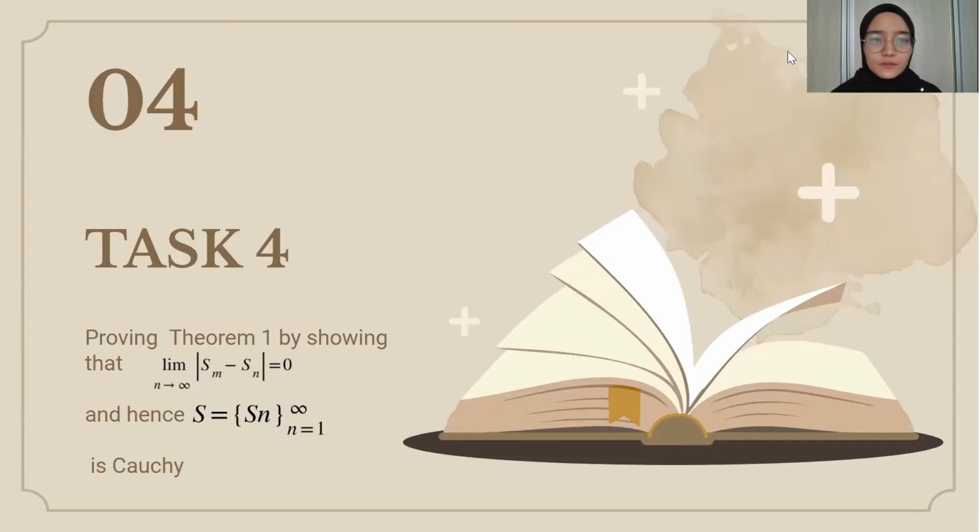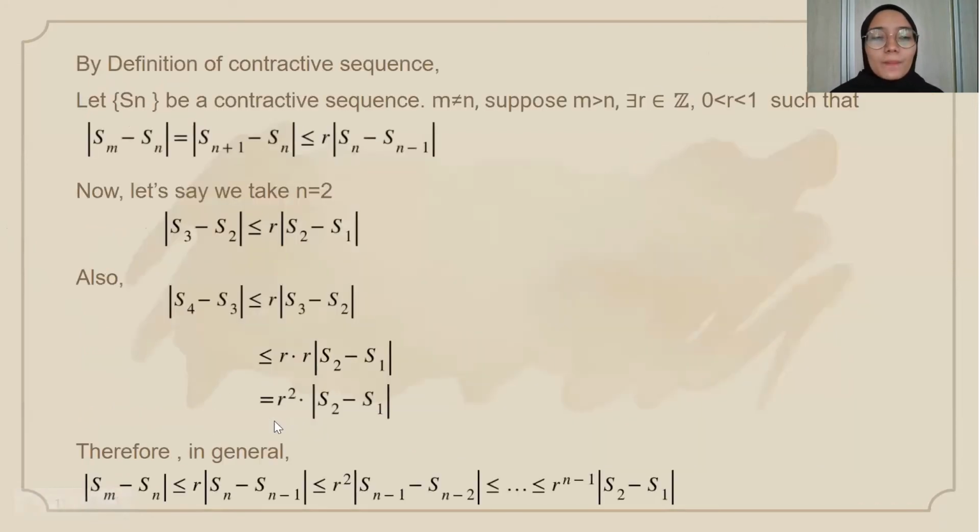So I proceed with task 4 and task 5. So for task 4, proving theorem 1 by showing that limit absolute Sn plus 1 minus Sn is equals to 0, where n tends to infinity, and hence Sn is Cauchy. So, by the definition of our contractive sequence, we let Sn be a contractive sequence and m is not equal to n. So, we suppose m is strictly greater than n, and there exists R in the element of integers where R is from 0 to 1, such that the absolute Sn plus 1 minus Sn is less or equals to R times Sn minus 1.